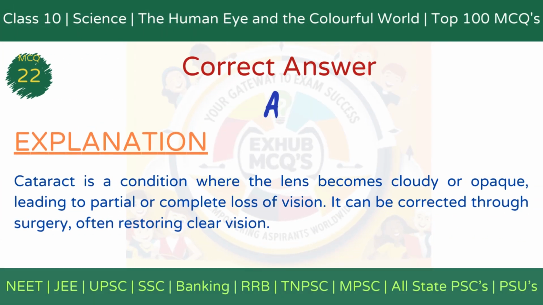The correct answer is option A, cataract. Explanation: a cataract is a condition where the lens becomes cloudy or opaque, leading to blurred or impaired vision. This condition can often be corrected through surgery.